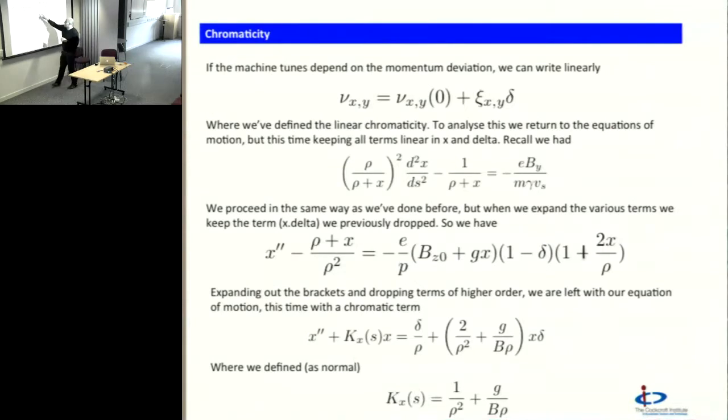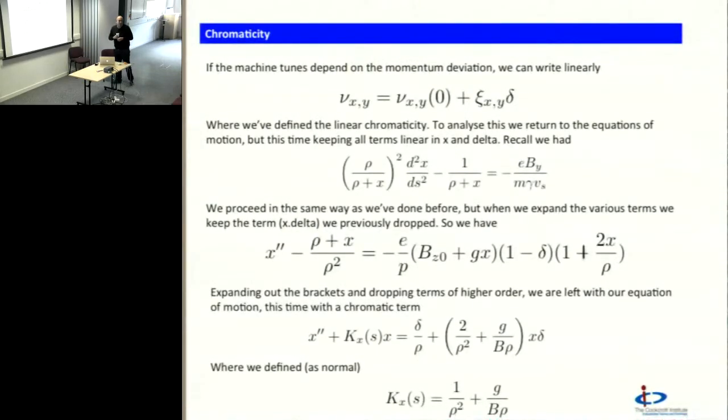So the tune, say in the x or the y plane, is now given by the tune for zero momentum deviation, the ideal tune, plus some shift times delta. So the tune of the machine will now shift if the particle momentum deviation shifts. The coefficient, the linear tune variation with delta, so the first term in this expansion, is generally called the chromaticity, or more precisely, the linear chromaticity.